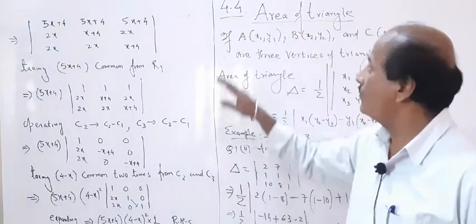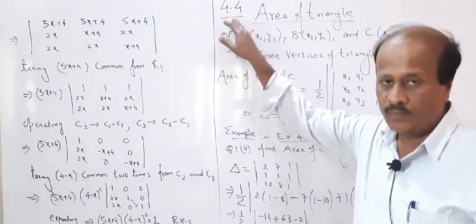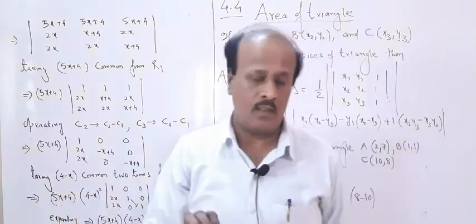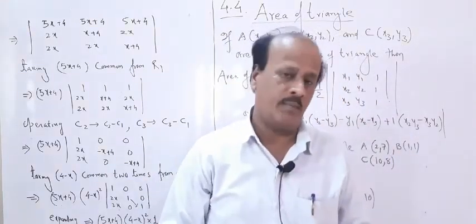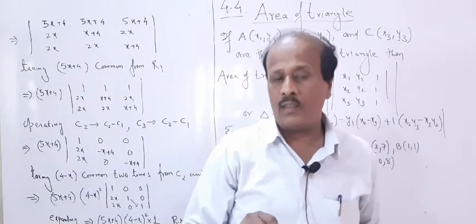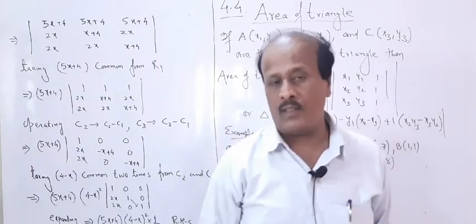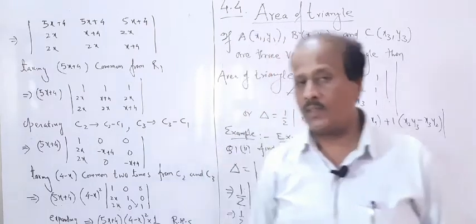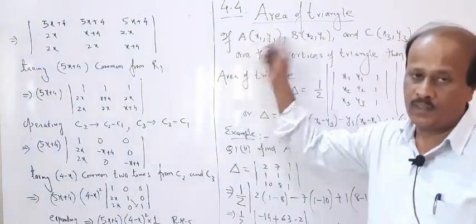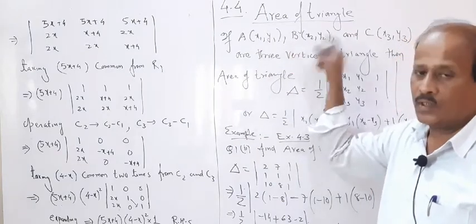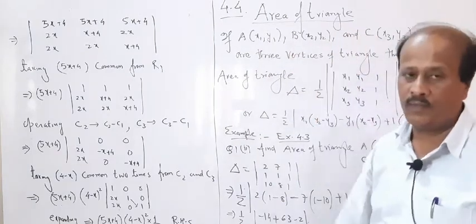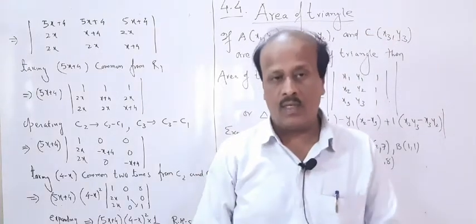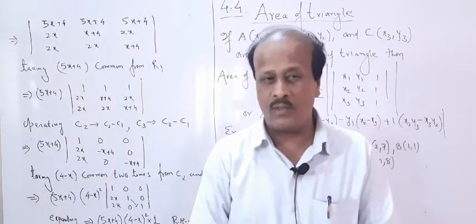So come on, article 4.4, the easy article. Maximum what I expect from this article is one objective type question. So what is that article? How to find the area of a triangle when three vertices of any triangle are given. For example, A (x1, y1), B (x2, y2), C (x3, y3). This was told in 11th class also, so it's like a revision only.